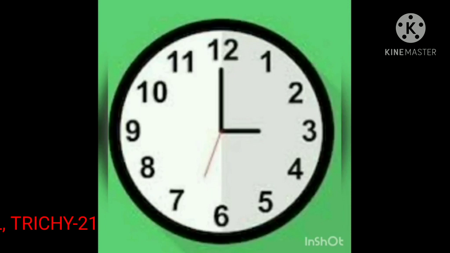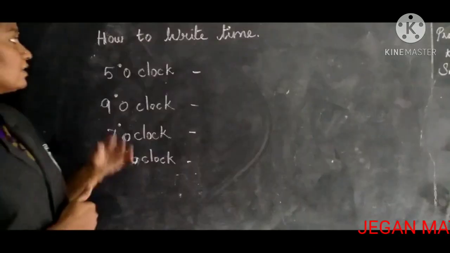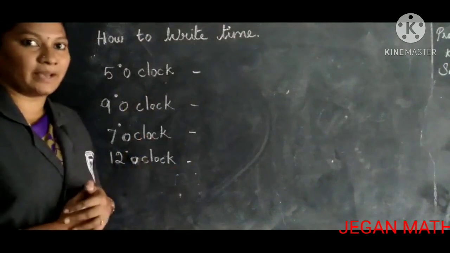Now look at the clock. The minute hand is at 12 and the hour hand is at 3. So listen carefully. The time is read as 3 o'clock, and written as 3:00. So, 3 o'clock. Okay children, now listen how to write a time.